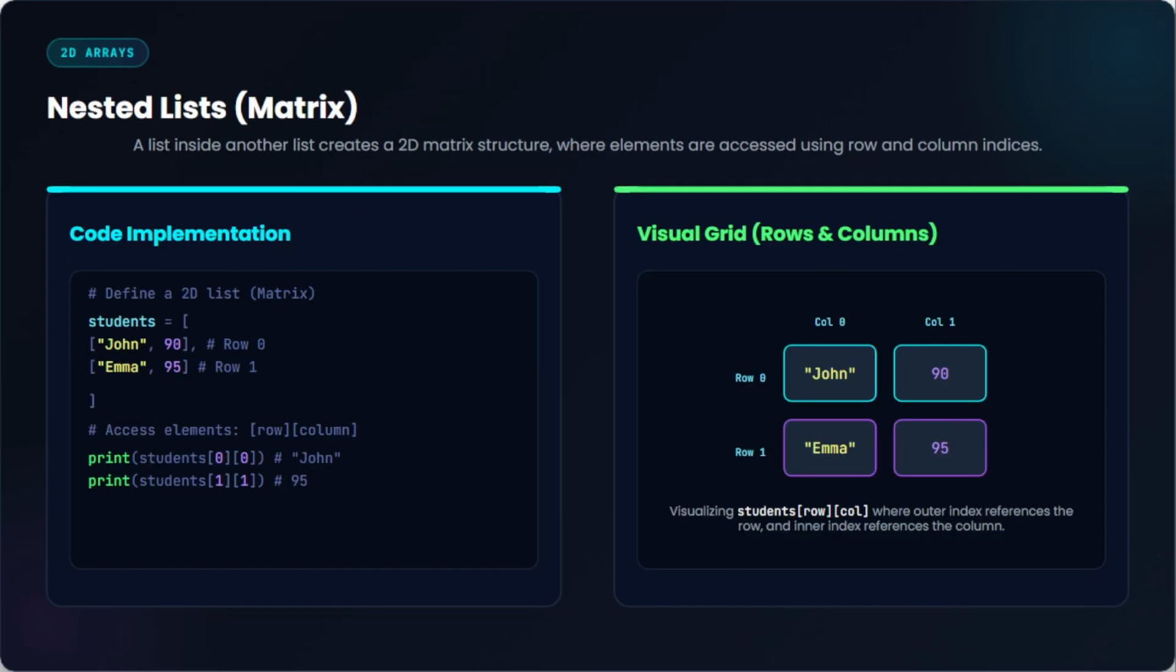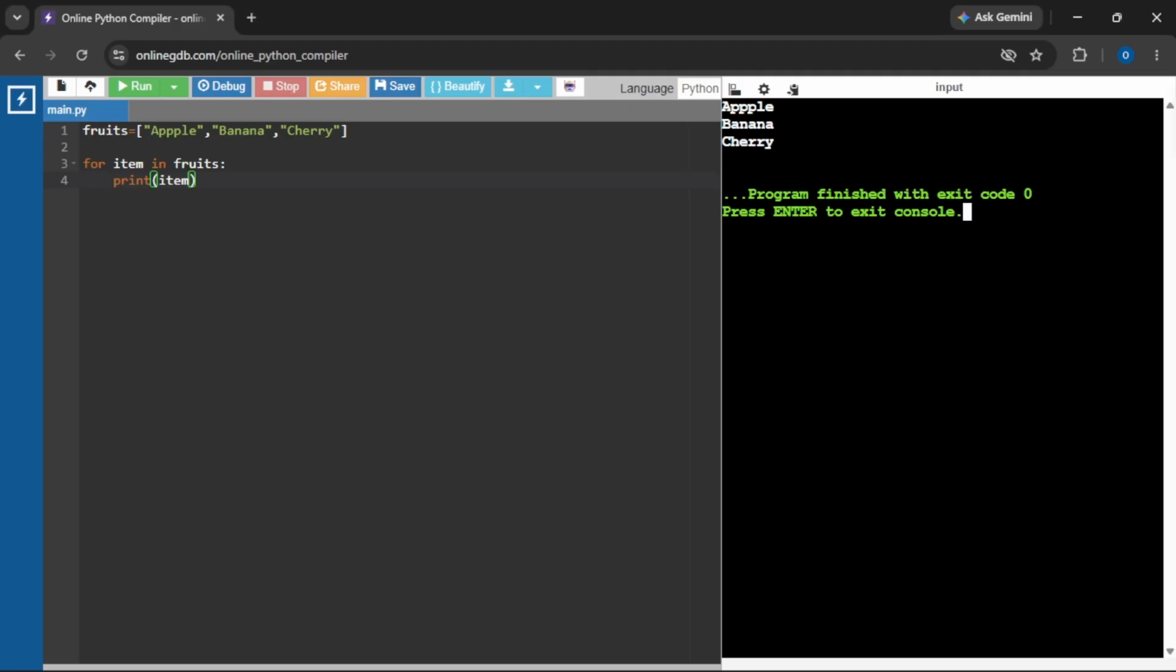Now talking about the nested list. A nested list is simply a list inside another list. Think of a classroom. Each student has a name and marks. Instead of storing everything separately, we can group the related information together. So for that, let me show you.